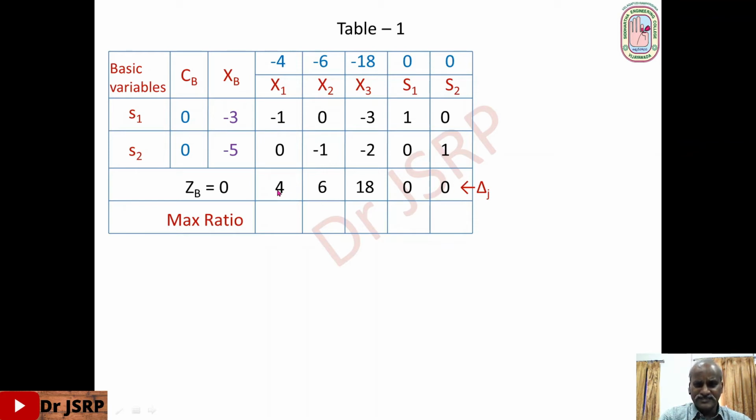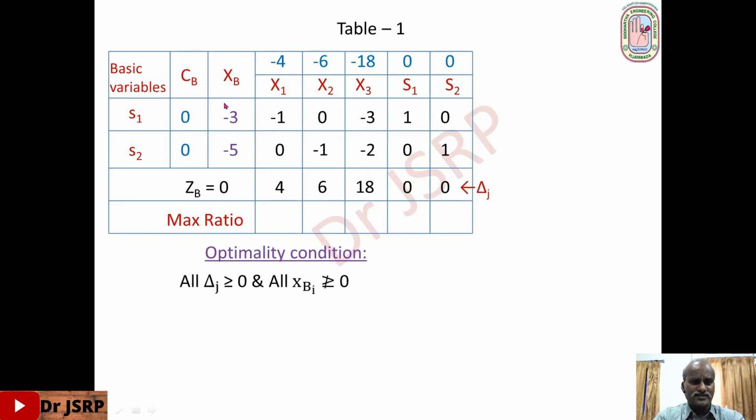Suppose one of the delta J values is negative, we are not able to apply this method. Then the process ends. So we have to go for the regular simplex method to solve such a problem. Here all delta J are greater than or equal to 0, so we can apply the dual simplex method to solve this problem. So verify the optimality condition.